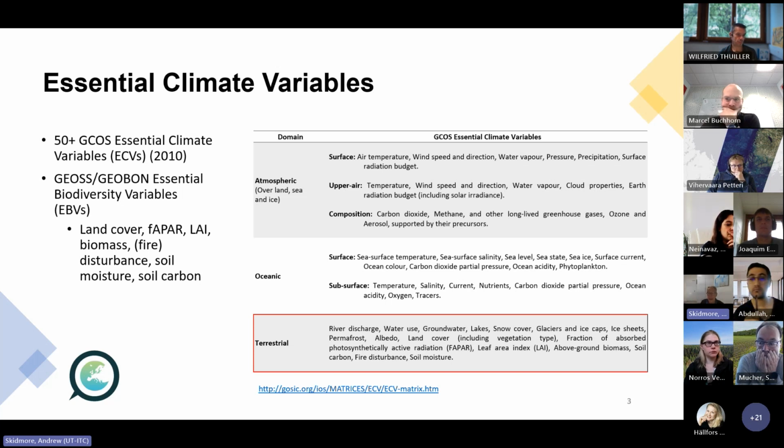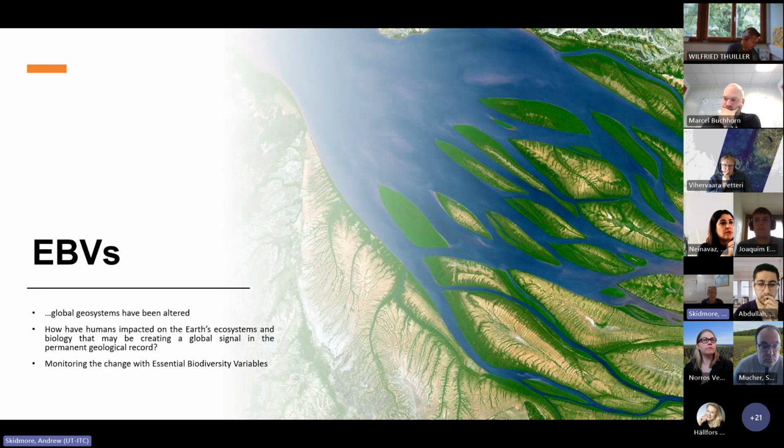If we look at particularly the terrestrial side of this, what we see is that the terrestrial variables are again largely abiotic, but you also have a number of biotic ones, including, say, land cover, vegetation type, FAPAR, leaf area index, above ground biomass, and so on. So it was mostly abiotic, but there were a few biotic or biologically orientated variables in this list of ECVs.